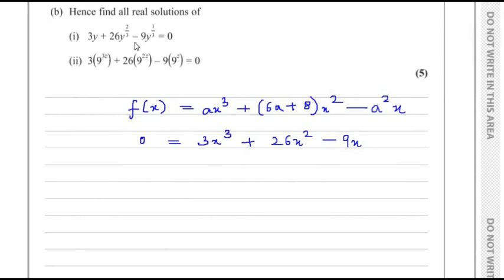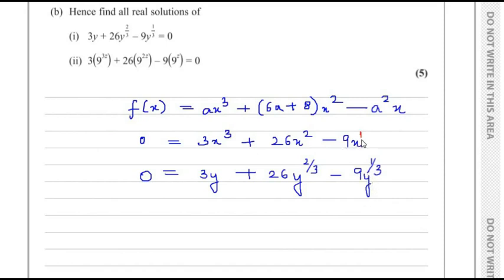So just let me rewrite this equation just below this equation as 3y plus 26 y to the power of 2 over 3 minus 9y to the power of 1 over 3 equal to 0. Now to solve this equation, one way we can do over here is we have to check the smallest power of x, that is this, and equate it with the same coefficient in the y term.